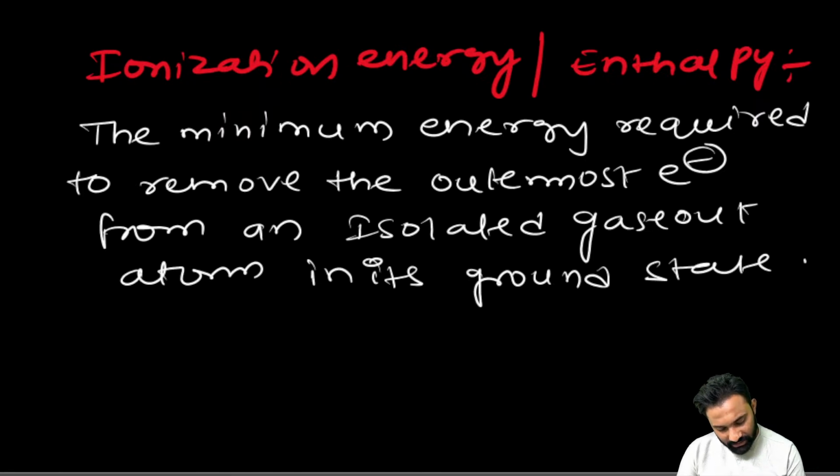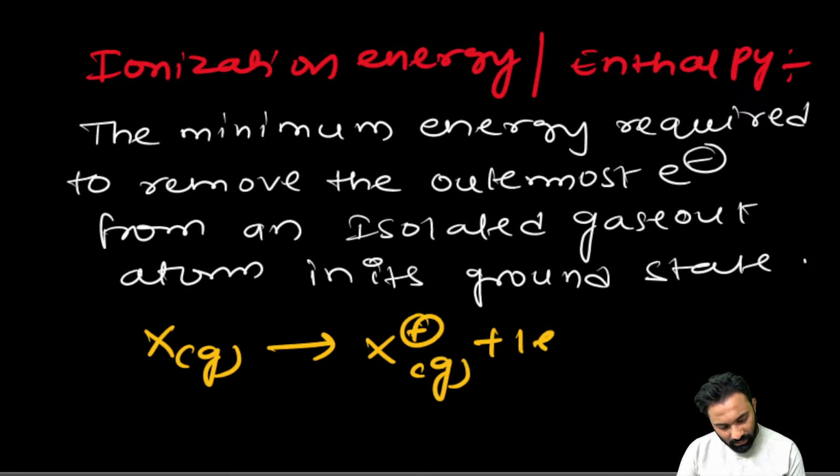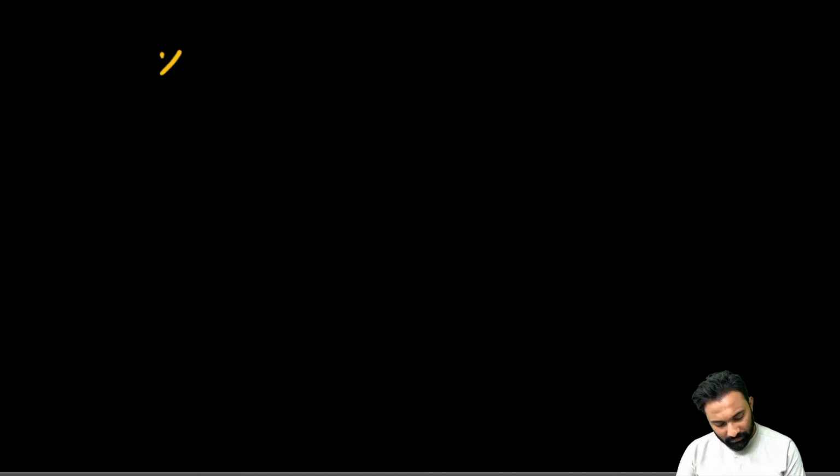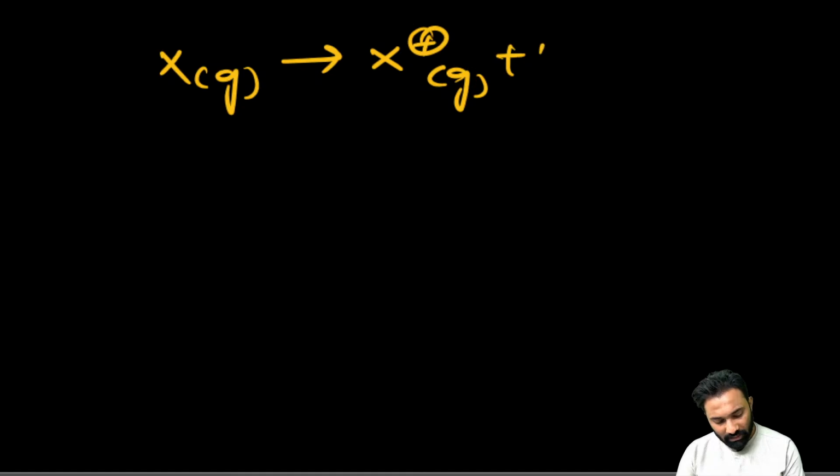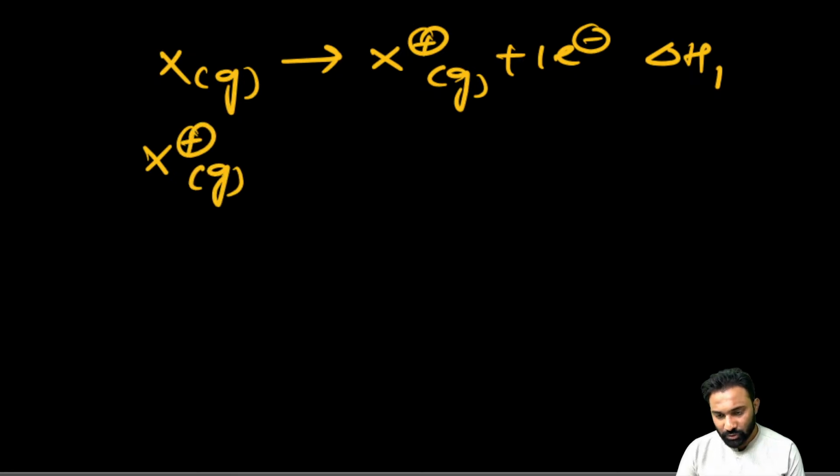See, ionization energy means first ionization energy. Suppose X gas is there. After removing one electron from that X gas, it becomes an ion. This one we call delta H1. Then from this X ion, this unipositive ion, if you want to remove another electron, we require higher energy.